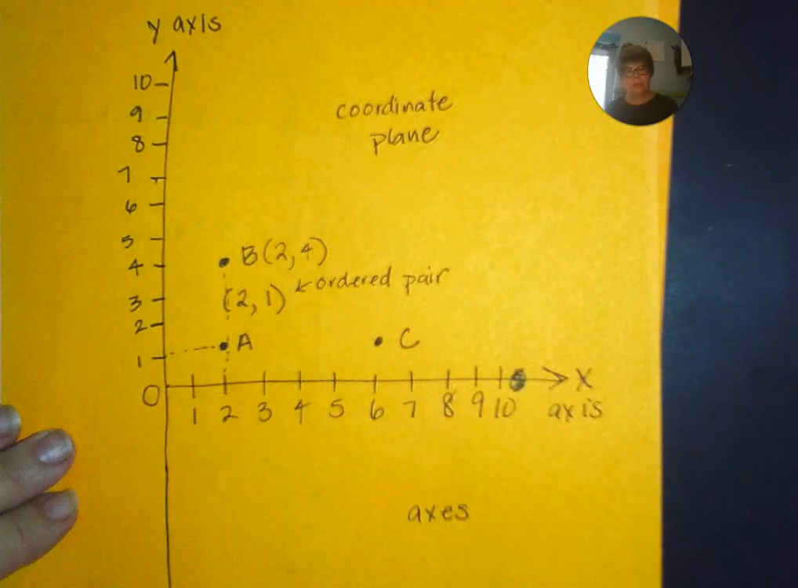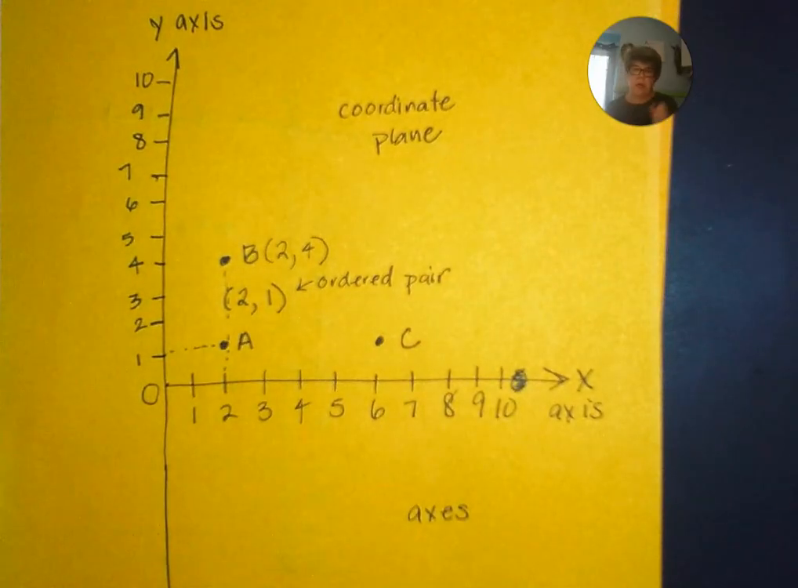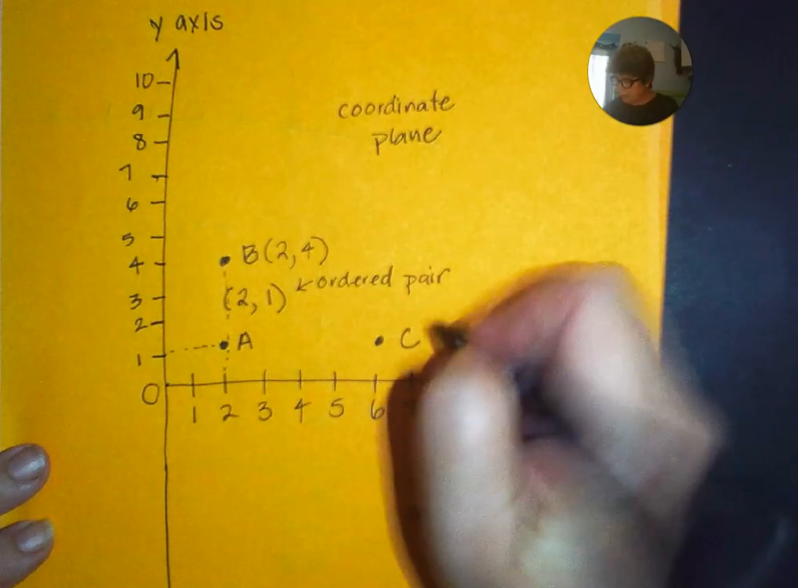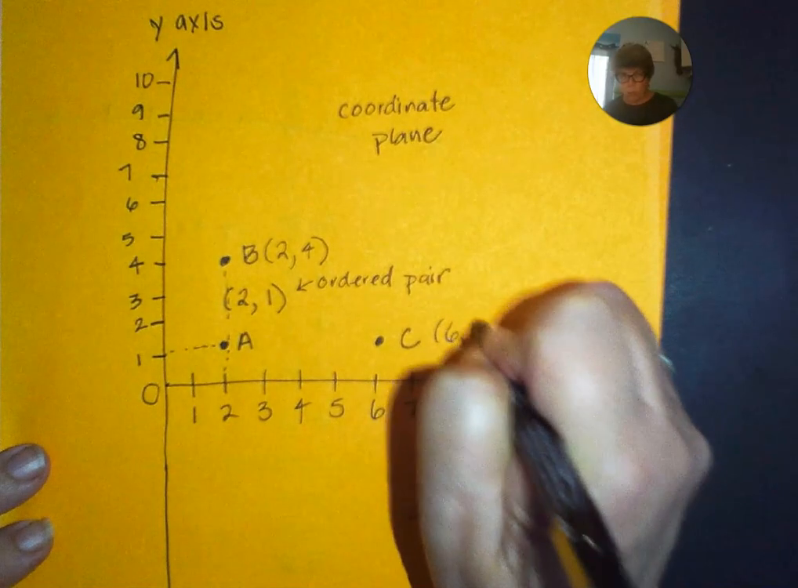If you ever played Battleship, it's a little bit like Battleship, although unfortunately Battleship uses a little bit of a different coordinate plane system. Okay, and then C, going across 6 and up 1. So that would be 6, 1.